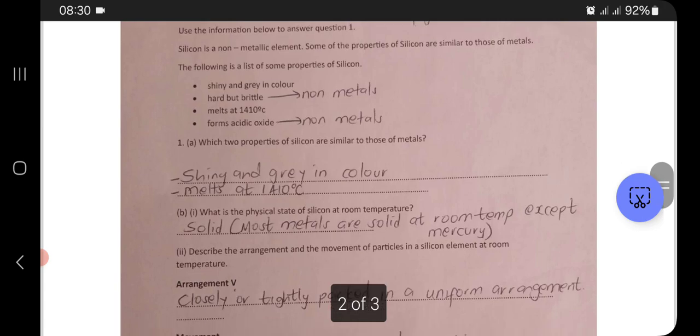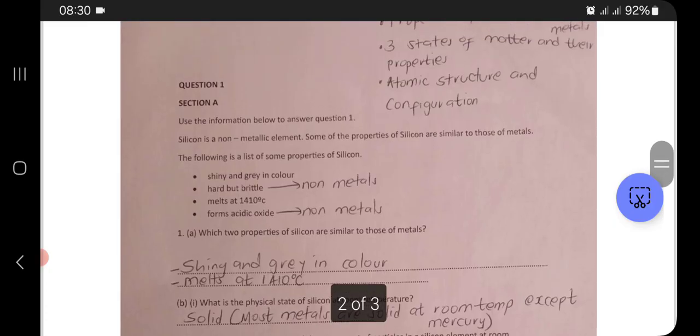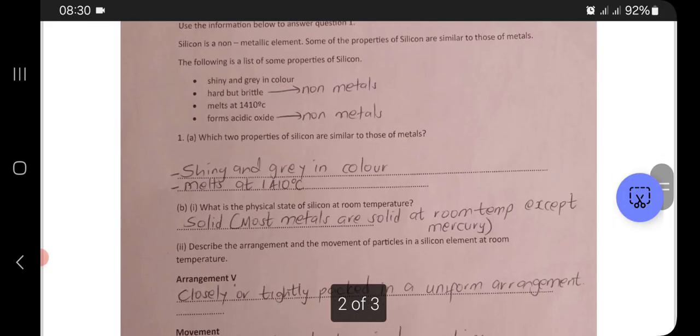Okay. Then it says, what is the physical state of silicon at room temperature? What do we know so far? We are told that silicon in this case is a non-metallic element, but some of the properties of silicon are similar to those of metals. So what do we know? We know that most metals are solid at room temperature except what? Mercury. So which means silicon in this case is what? It's a solid. So your answer is just solid. The explanation that I wrote in bracket doesn't apply to this. So our answer is going to be the physical state is solid.